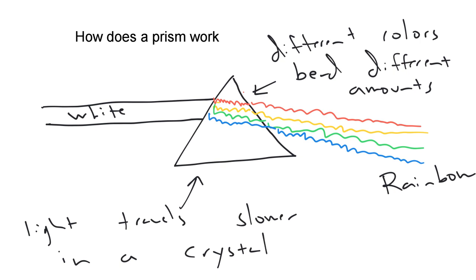If we could zoom in on these light waves, we would see the bottom of the wave hitting the crystal before the top, slowing down, and that's what's causing the bending. Just like if you're skiing and one of your skis goes into the powder snow, it slows down, and that's going to cause you to turn into the powder snow. So exactly what is happening with our light waves here.